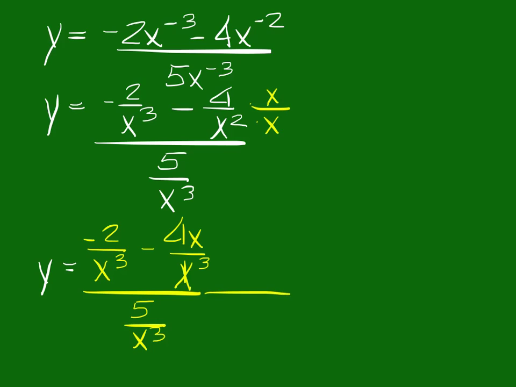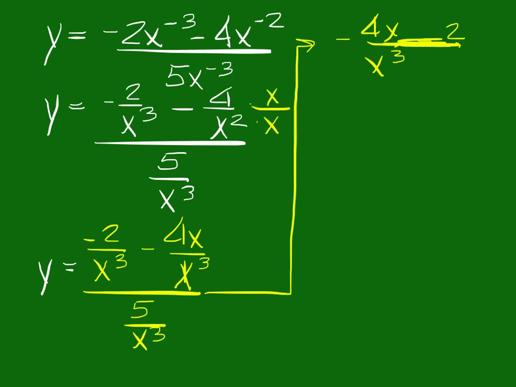Now we have to combine these items together, and let's make this negative 4x over x to the third and then minus 2. And I was supposed to combine these. I did not do it. So I'm going to cheat and make that part of the minus sign and put the minus sign there and just leave that x to the third in an awkward position on the bottom. And then we have 5 over x to the third.